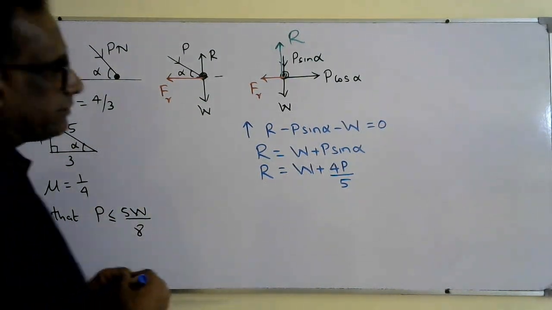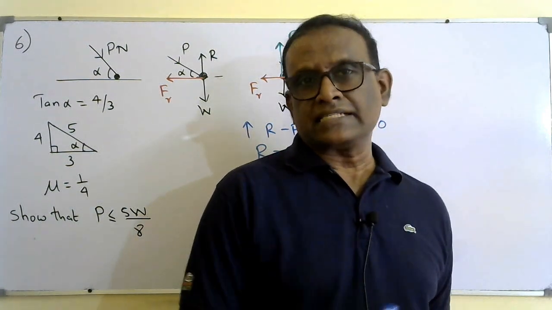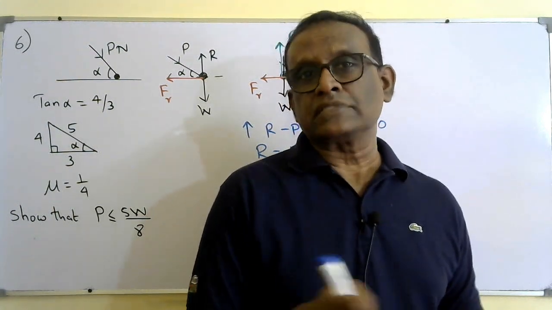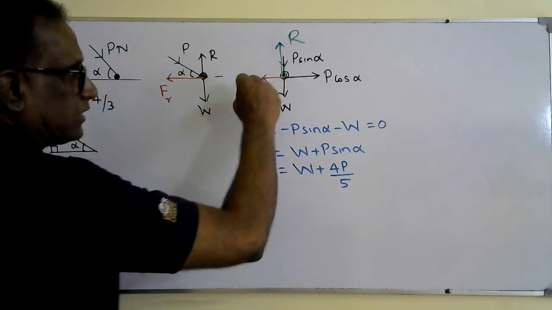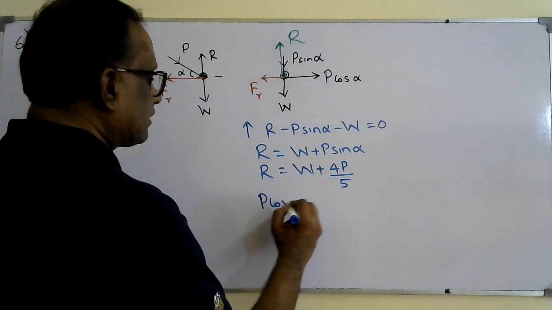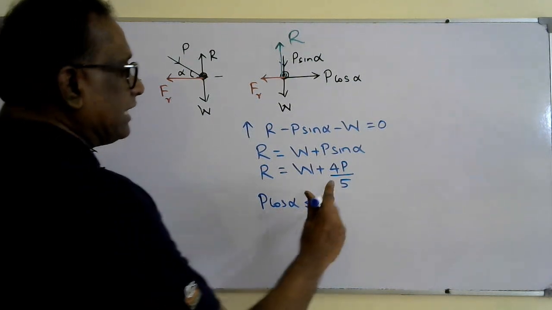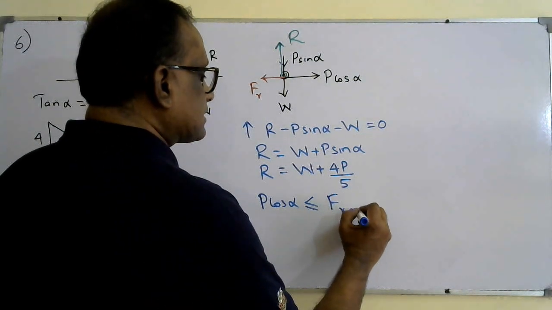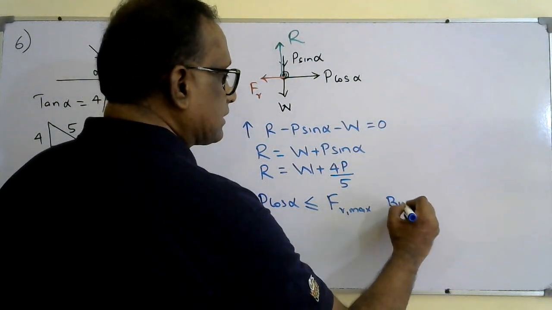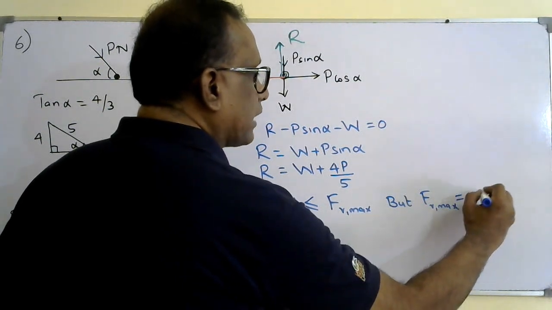If the object wants to be at rest, the force used to drag or pull the object on the surface must be less than the limiting friction. Limiting friction is the maximum friction, which is given by mu times R. The force trying to pull the object on the horizontal surface is P cos alpha. So P cos alpha must be less than or equal to the limiting friction Fr max. The limiting friction Fr max is equal to mu R.